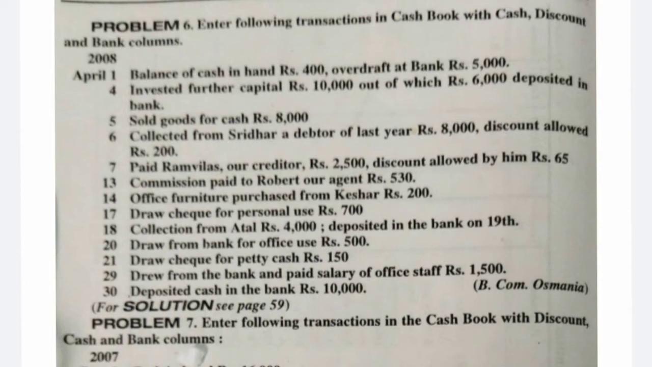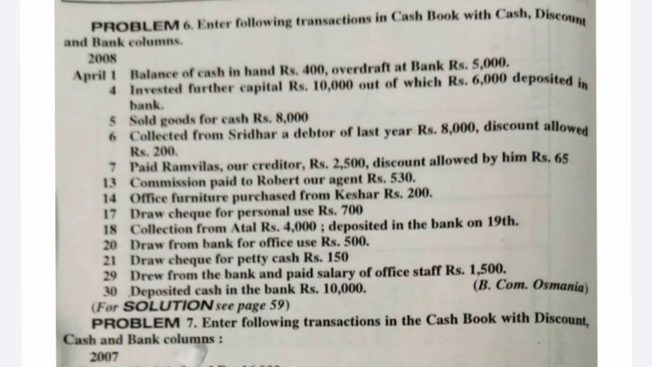See the journal entry, we have purchased furniture from Kesar and we are not paying any cash. Nothing is given in the question that we are paying him cash or through check. Only they have given that we have purchased furniture from Kesar, that is rupees 200. So here the entry would be furniture account debit to Kesar account. So no cash or bank account is affected, so this entry will not affect the cash book. So this entry you will not record in the cash book.